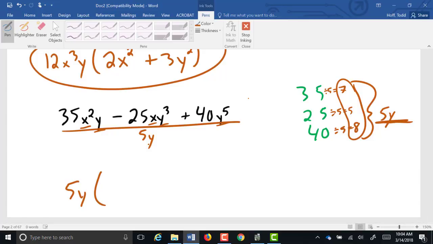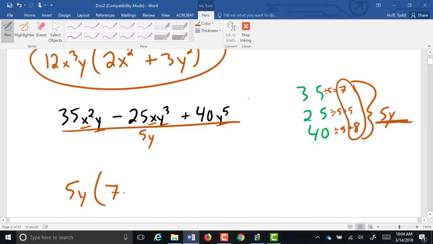35 divided by 5 is 7. X squared divided by nothing, x squared, and y divided by y cancels out. Perfect. Negative 25xy to the third divided by 5y.